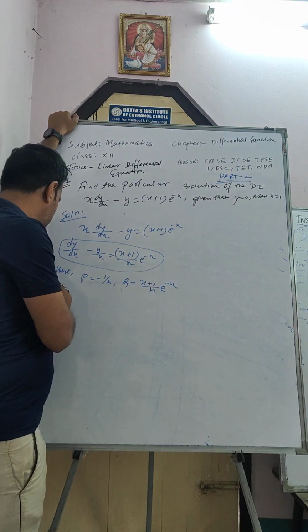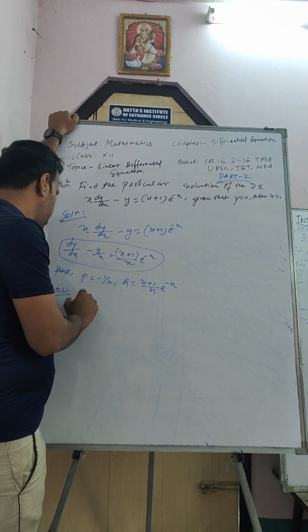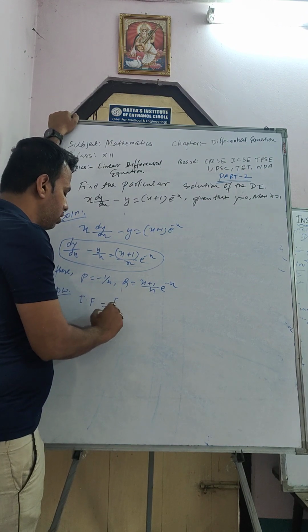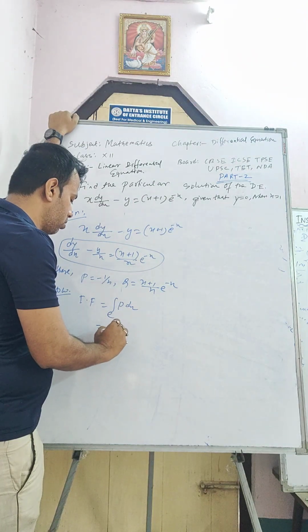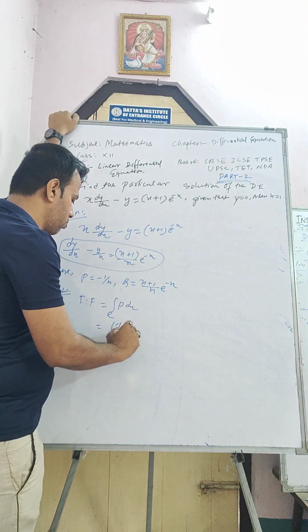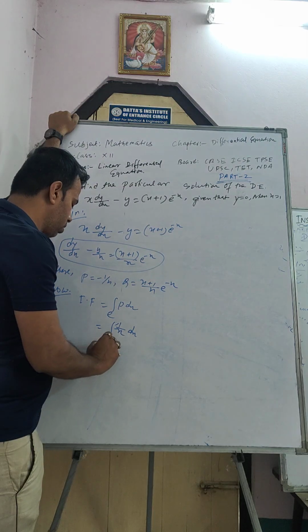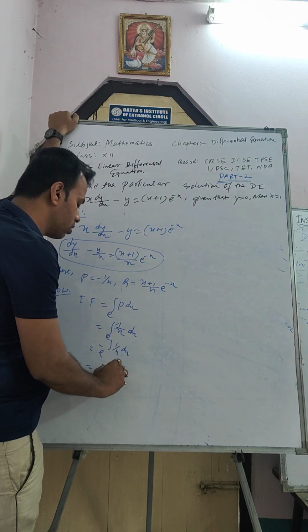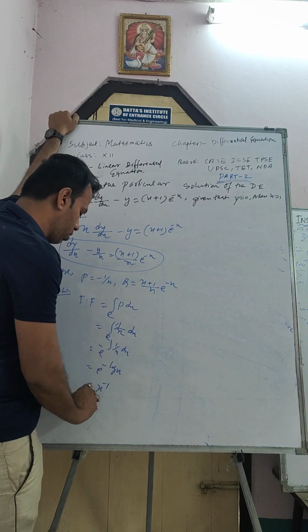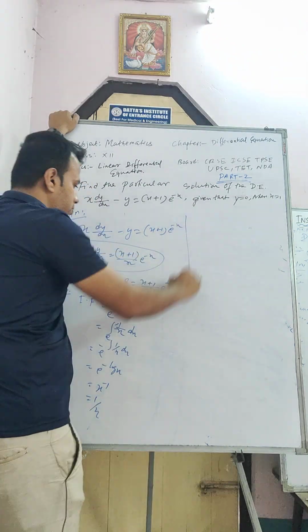Okay, now we have to find the integrating factor. Integrating factor is what, sir? e to the power integral of P dx, right? Okay, fine, sir. Minus 1 by x dx, so e to the power integral of minus 1 by x dx, e to the power minus log x, x to the power minus 1, that is 1 by x.